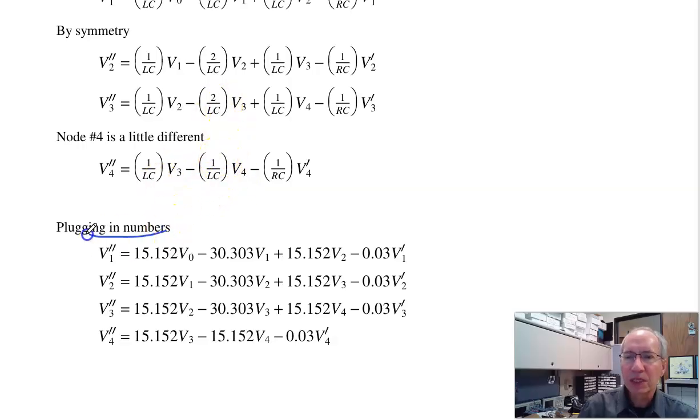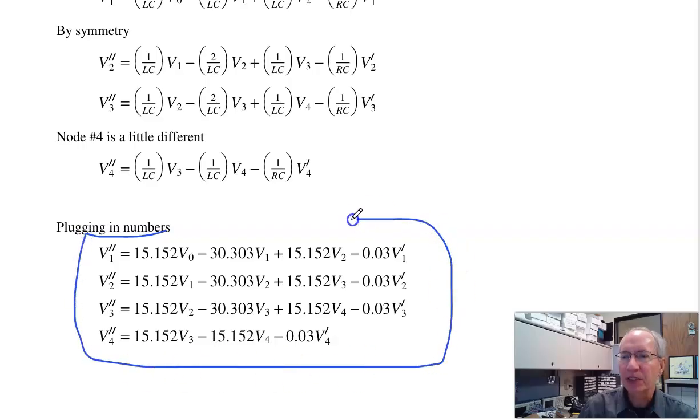We plug in numbers. Here's the differential equations that describe that circuit. So it's a little bit of algebra, a little bit tricky, but writing the differential equations isn't that bad. Now this is where the power of Matlab comes in. To solve, that's actually a pretty hard problem to solve. Using numerical methods, it's actually pretty easy.